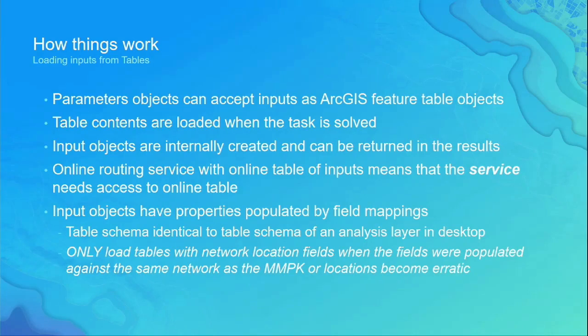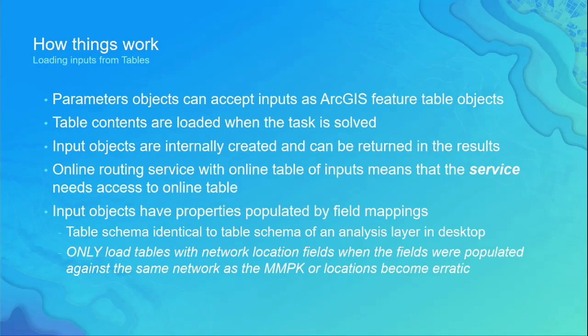Online routing service with an online table of inputs. This is an interesting case that can happen with all the other tasks as well. But if you have an online service and an online table, we actually refer the table to the service. We don't load it locally. We tell the service, hey, why don't you go look at this table? What that means is that the service has to have access to see the table. Most of the time, this is fine because they're actually the same machine.